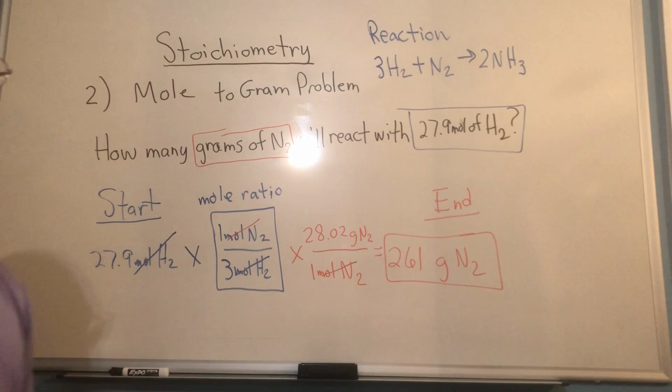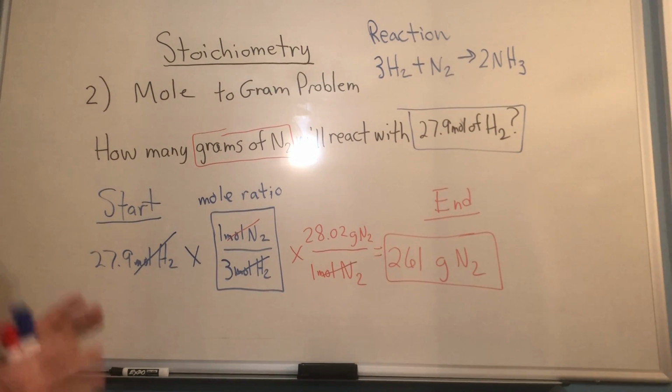So 261 grams of nitrogen, all right, will react exactly with 27.9 moles of hydrogen.